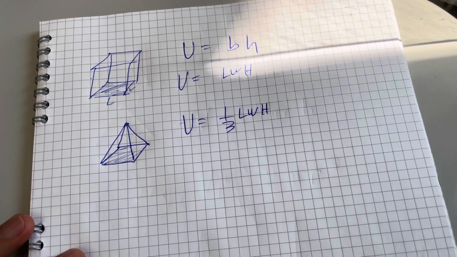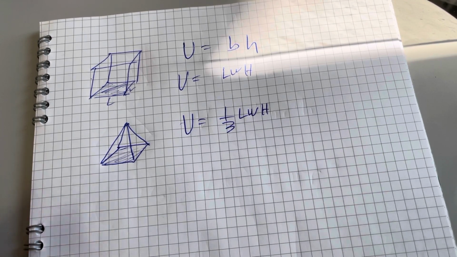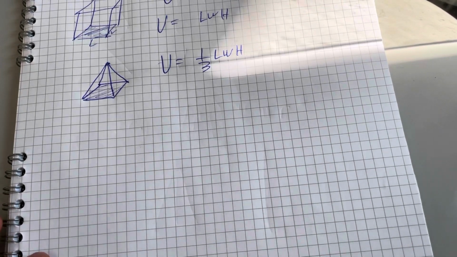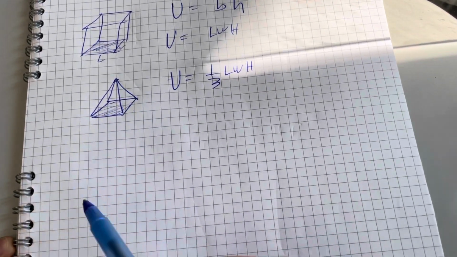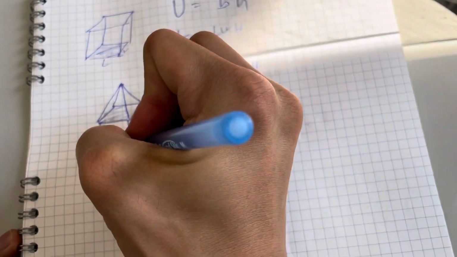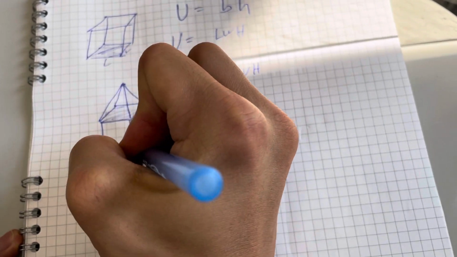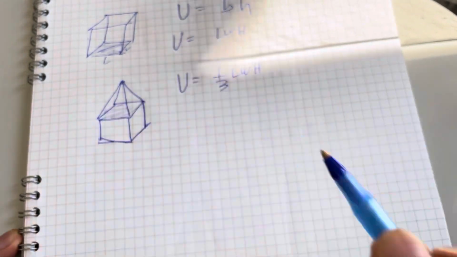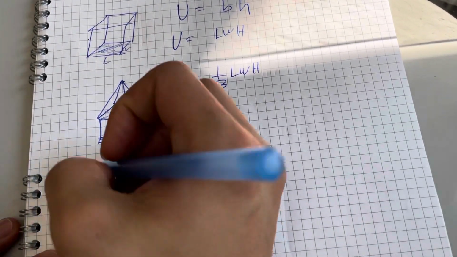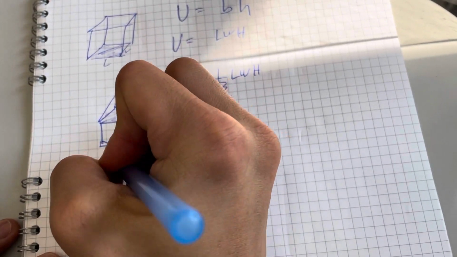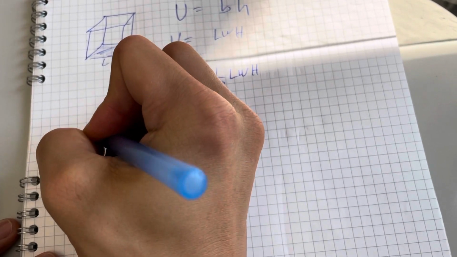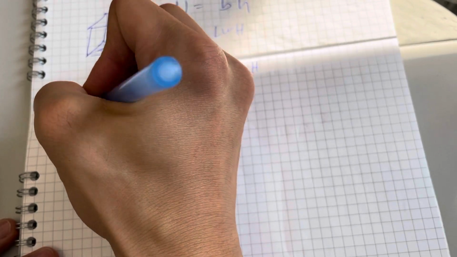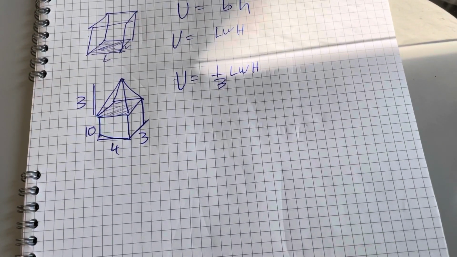This is the build-up for us to be able to do more advanced things. Like, let's just say if I decided to have this pyramid on top of this, right? Actually, let's do this. Let's give this sides of 4, 3, and 10, and this pyramid has a height of, let's just say, 3 as well, okay?